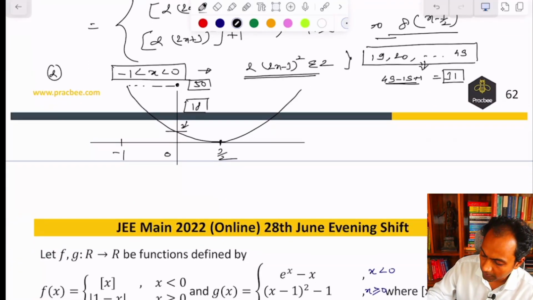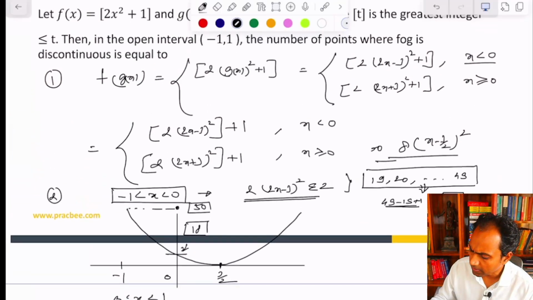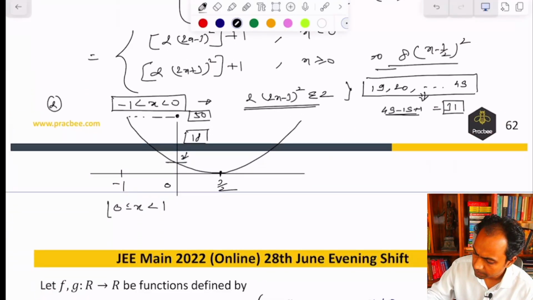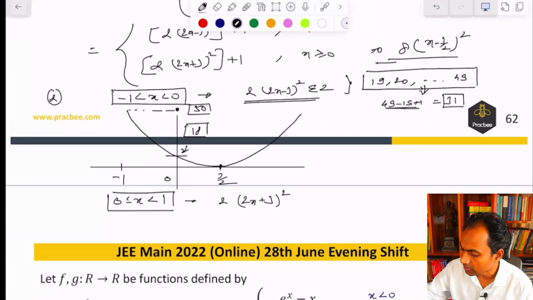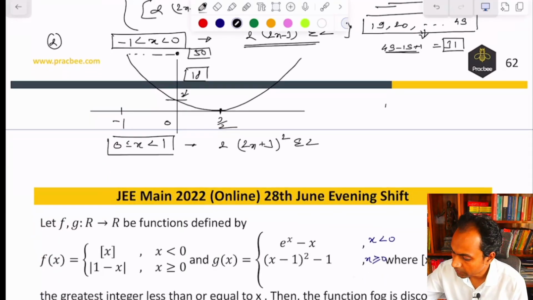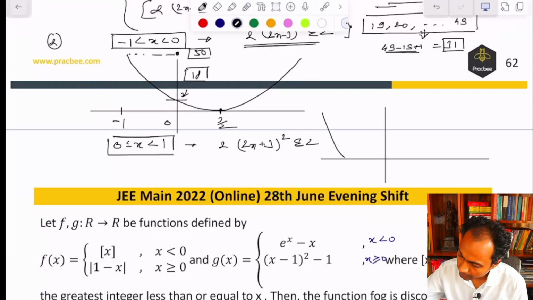Now the similar kind of activity will also happen if I look for values between 0 and 1. I will have to check for values at which (2x+3) whole square, this part of the function, becomes integer. Now if you draw this graph, let us see what is going to happen. It will become 0 at -3/2. At 0, this will become 18. Now this point is included here.